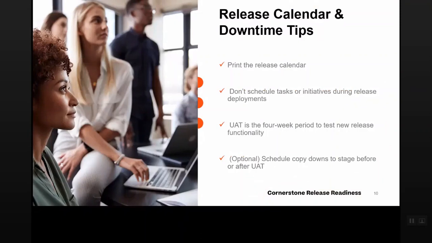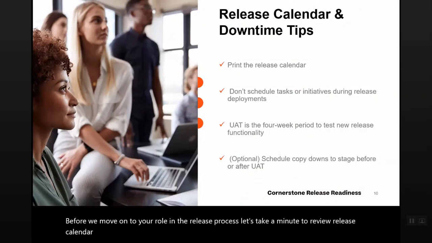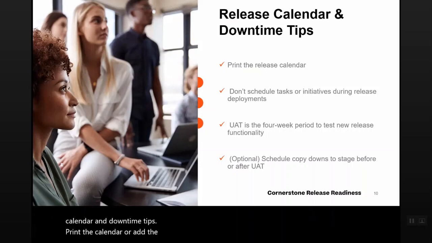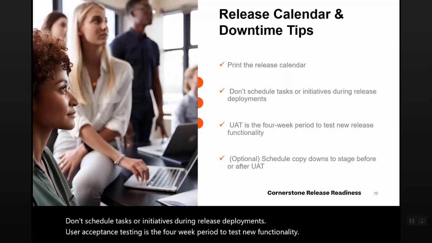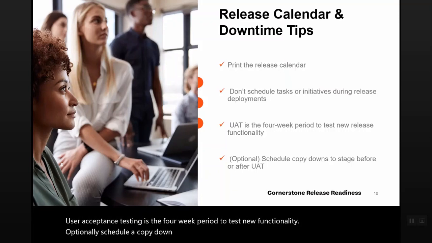Before we move on to your role in the release process, let's take a minute to review release calendar and downtime tips. Print the calendar or add the dates to your online calendar. Don't schedule tasks or initiatives during release deployments. User acceptance testing is the 4-week period to test new functionality. Optionally schedule a copy down to stage before or after user acceptance testing.